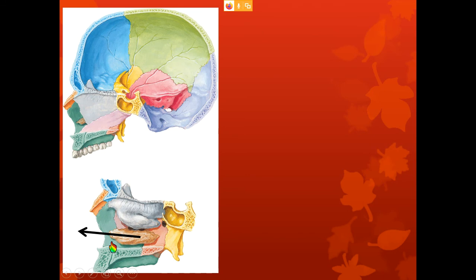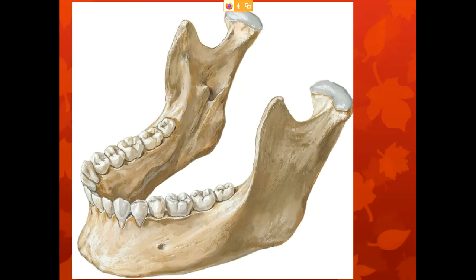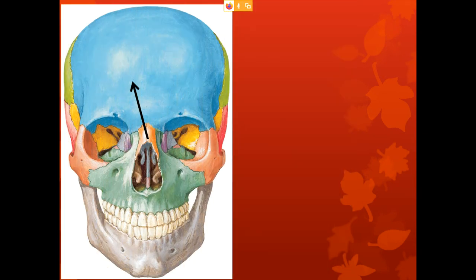And here you can identify the inferior nasal conchae. It is a separate bone, inferior nasal conchae. And this light green color one is called the maxillae. And posterior to this one, you can identify the palatine bone. Here you can see clearly, this is a lacrimal bone. And here is the maxillae. Then the lower part is contributed by the mandible.